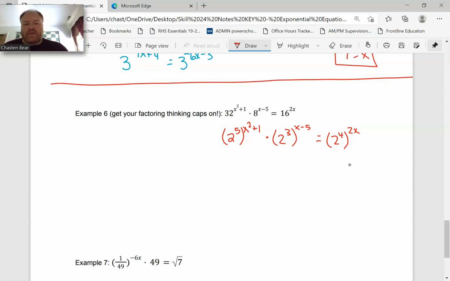Distributing my exponents on each of these, I get 2 to the 5x squared plus 5 times 2 to the 3x minus 15 equals 2 to the 8x. On the left side, I'm going to add my exponents. So let's see, 5x squared. I'm going to have my plus 3x next. And then 5 plus negative 15 makes minus 10. And now I can just set my exponents equal.